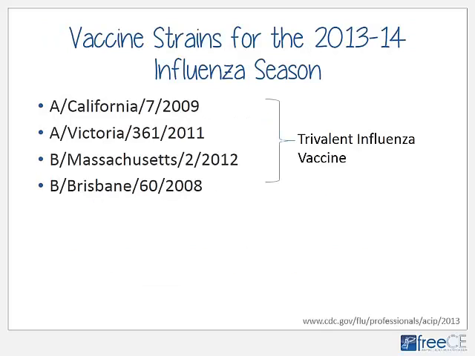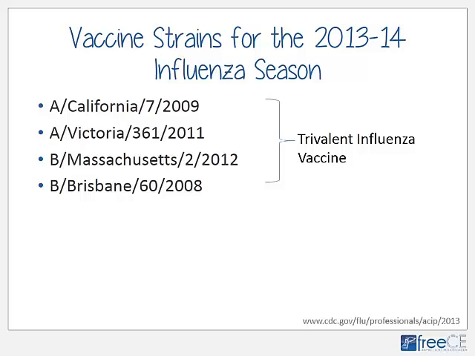So let's move into the recommendations from the ACIP group for this year. Specifically, the strains for the 2013-2014 influenza season are different than last year. And you'll notice that the first three that I have bulleted there for you are contained in the trivalent influenza vaccine. So one of the things we're going to be talking about is the trivalent vaccine versus the quadrivalent vaccine.